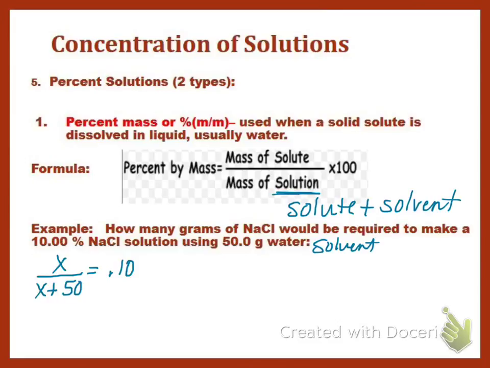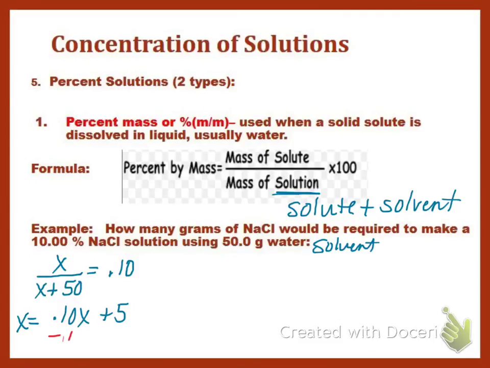Now, earlier I just went and said what X was, and they freaked out on me, so I'm going to do the math. Which is not my job, by the way. I'm a chemistry teacher, not a math teacher, but I'm going to do the math because they freaked out on me earlier when I just said X is equal to that. So we cross multiply, and we get X is equal to 0.1 X plus 5. Why is it plus 5? 0.10 times 50 is 5 when I cross multiply.